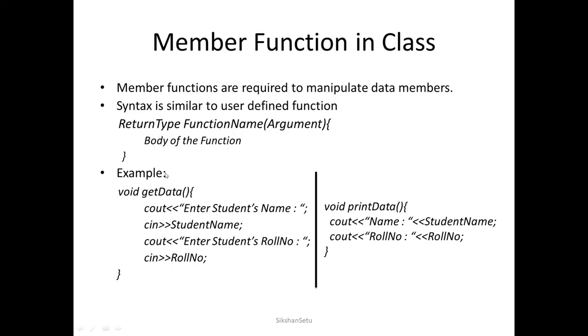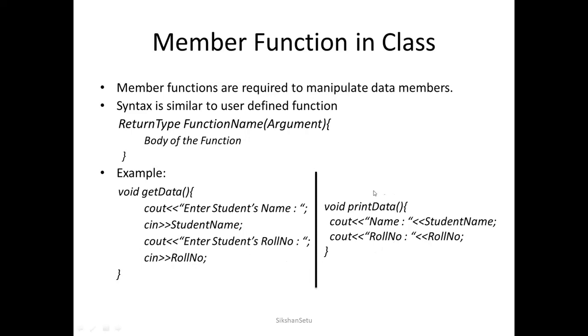Very simple example we are taking here. Suppose I am declaring a class student containing two data members, student name and roll number. So I have declared one member function. The return type is void because it is not going to return anything. The name of that member function is get data and it is not taking any argument, so the argument section is blank. And the purpose is to take the data from the user, so I have used cin student name and cin roll number to take the values of student name and roll number from the user.